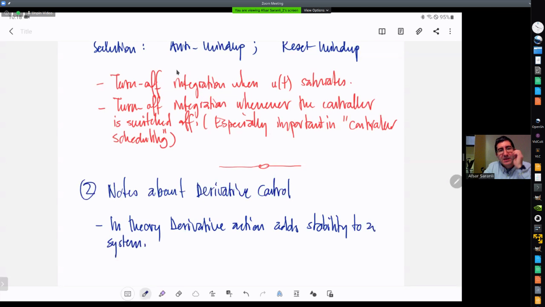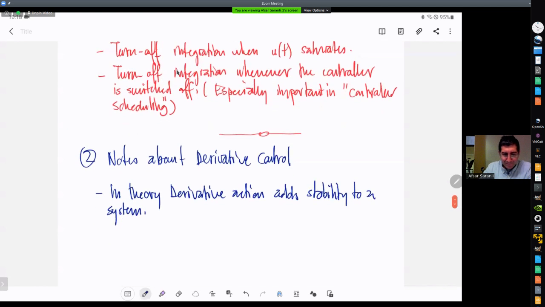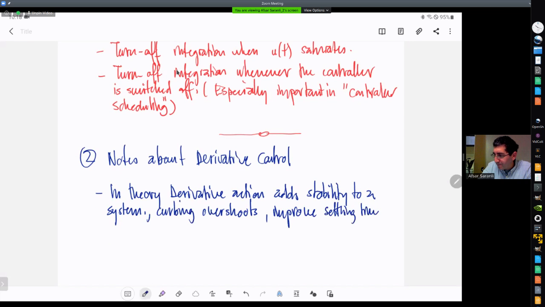Remember that it adds a zero to the system, and if you add the zero on the left half of the S-plane, on the left of existing poles, you can draw the whole root locus towards the zero, and therefore you can improve many properties of the system. So you will be curbing overshoots and often improve settling time.